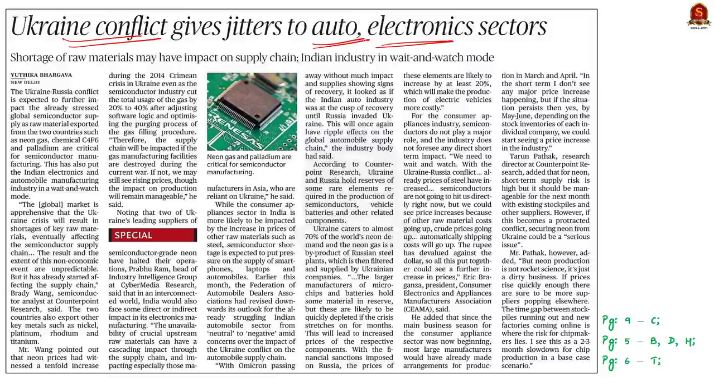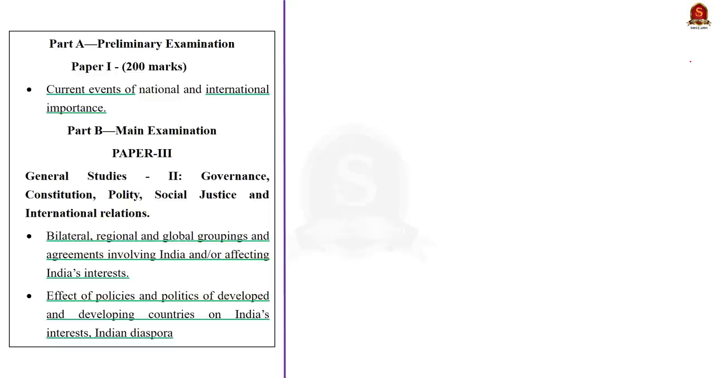In this context, let us understand the impact of the conflict on Indian electronics and automobile manufacturing industry, and we'll also see the impact of the conflict on Indian economy. Before getting into our discussion, the syllabus relevant to this news article is given here for your reference. Kindly go through it. Now let's begin our discussion.